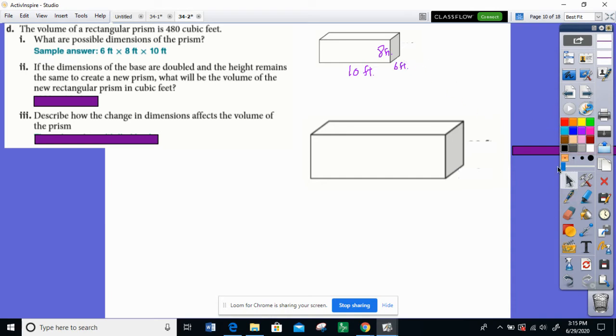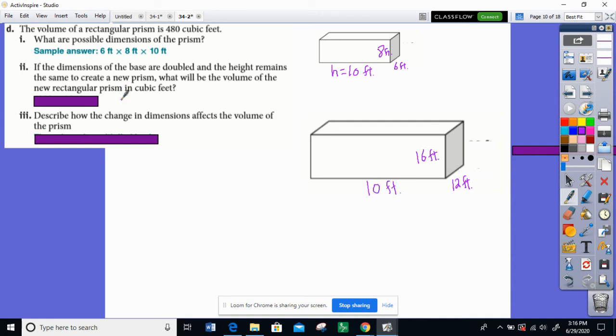So now it's saying if the dimensions of the base are doubled and the height remains the same to create a new prism, what will be the volume of the new rectangular prism in cubic feet? Well, let's just say that this prism is sitting on its side, so let's say that the height here is 10 feet. If the dimensions of the base are doubled, that would mean this 8-foot length is doubled to be 16 feet now. This 6-foot length is doubled to be 12 feet now. But if the height stays the same, then this height would still be 10 feet.